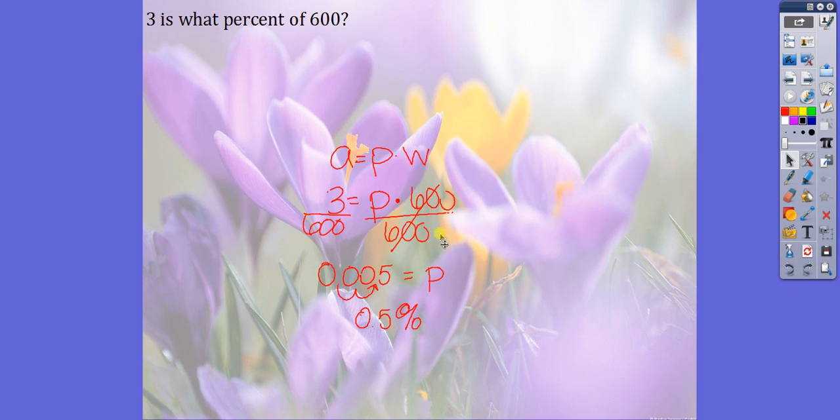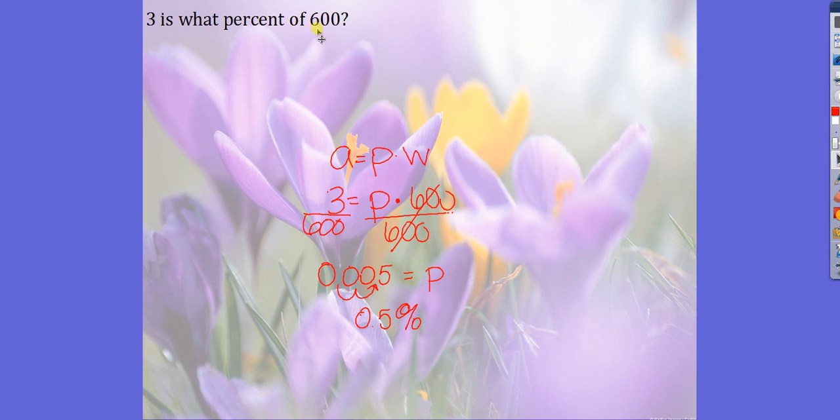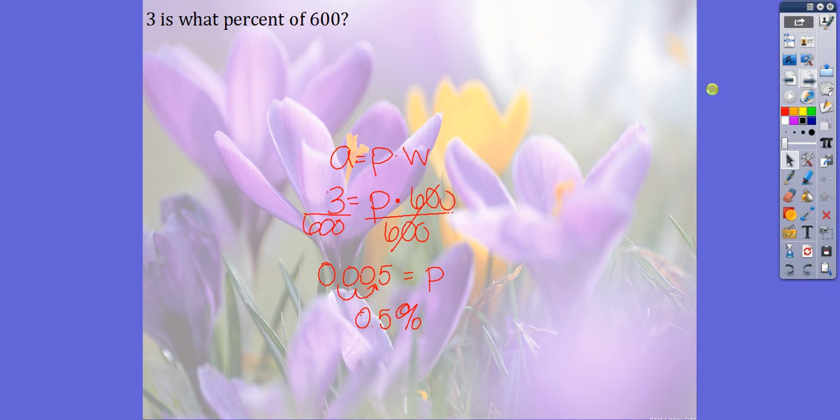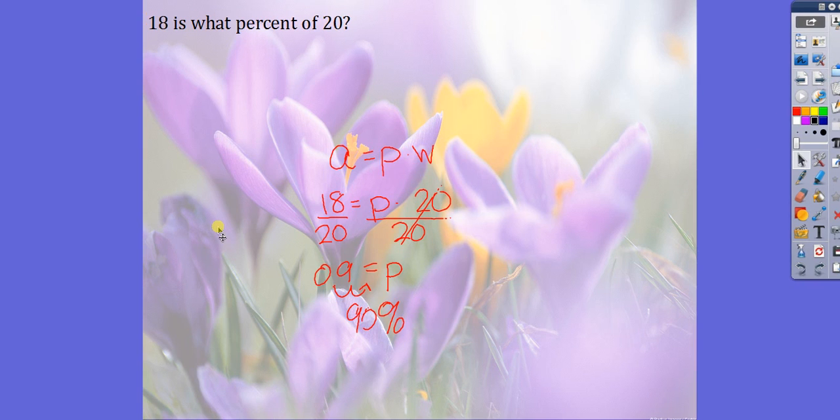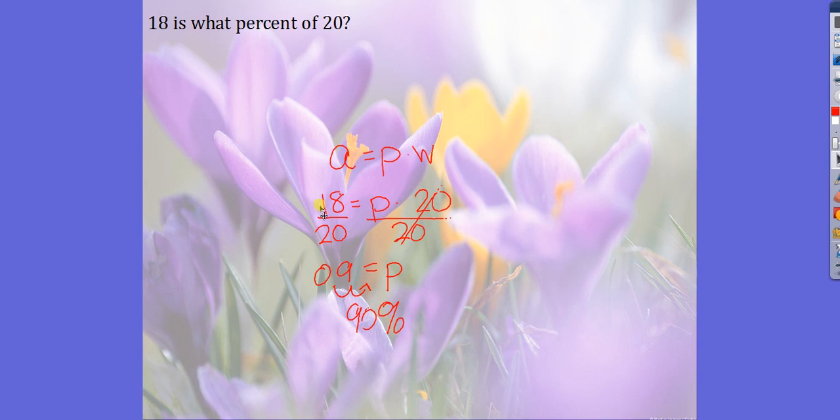And so we did this one together. 3 is what percent of 600? "Of" tells me that 600 is the whole number. 3 is the part because I'm searching for the percent. So to get percent alone, I divide each side by 600, and I get 0.005. To turn that back into a percent, I move it 2 places to the right, and I get 0.5%.